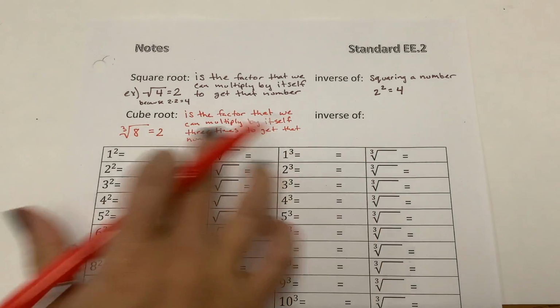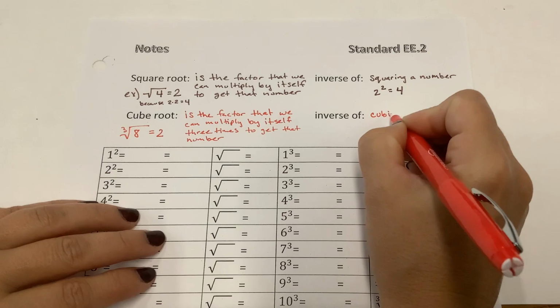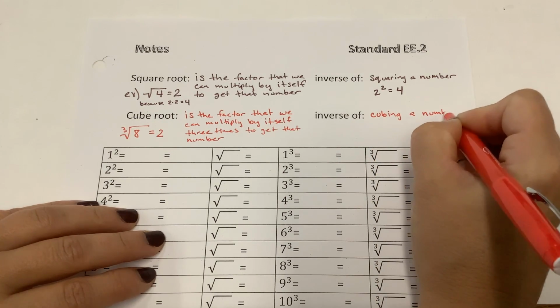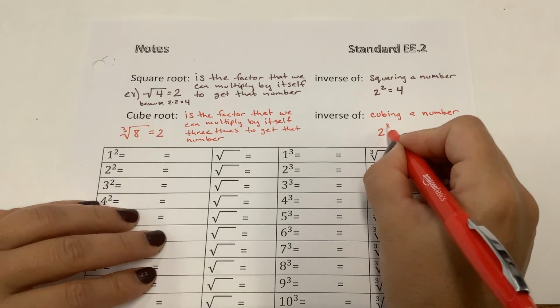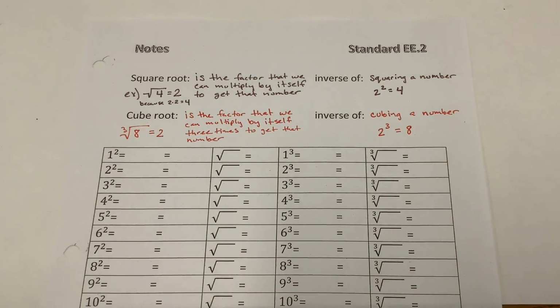All right, the inverse of a cube root is cubing a number. In other words, 2 cubed, or 2 to the third, is equal to 8.